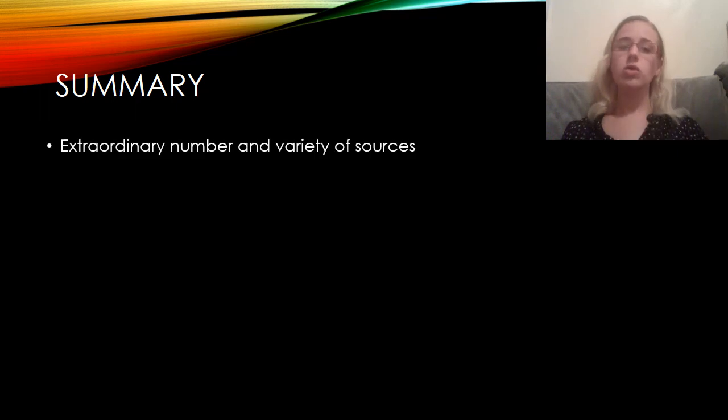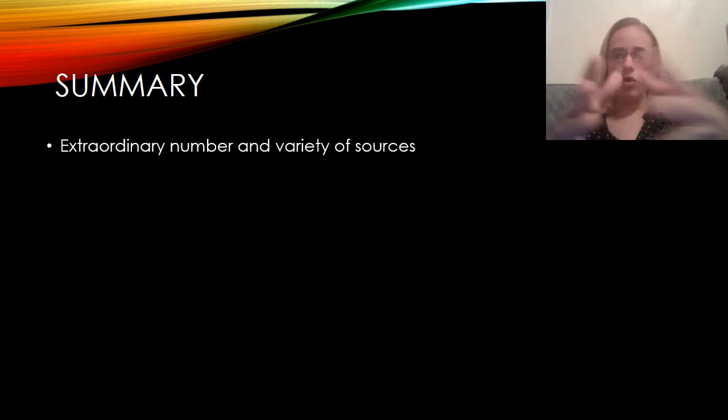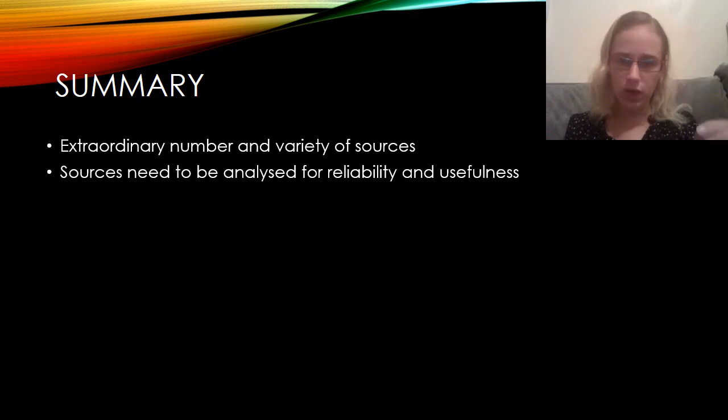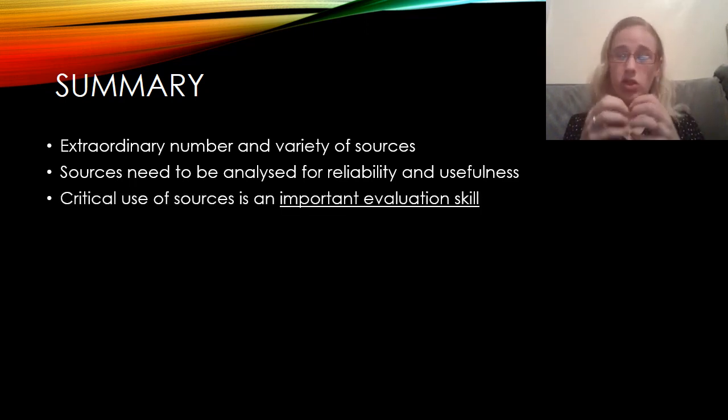In summary, when you look out there, there are an extraordinary number and variety of sources. We are expecting you to develop skills in using them critically. That means you need to analyse them for their reliability and for their usefulness. This is a really important evaluation skill, and you really need to learn to be able to make judgments about whether sources are useful or not, be able to justify why you've reached that conclusion, and then only use the sources which you've determined to be good sources using the criteria that we've spoken about.